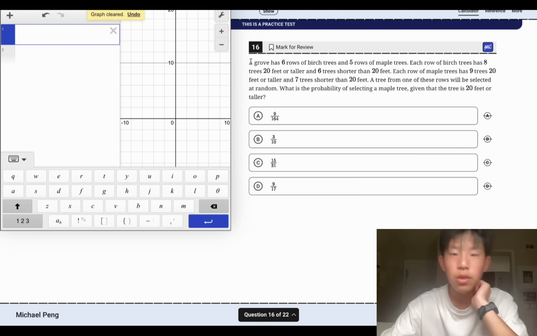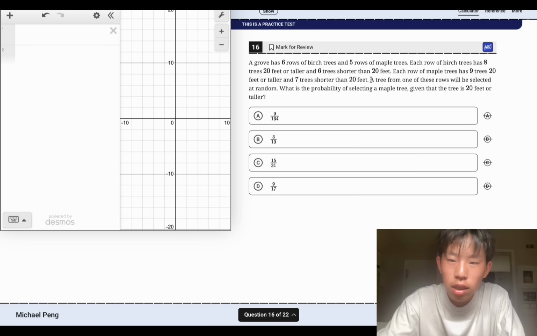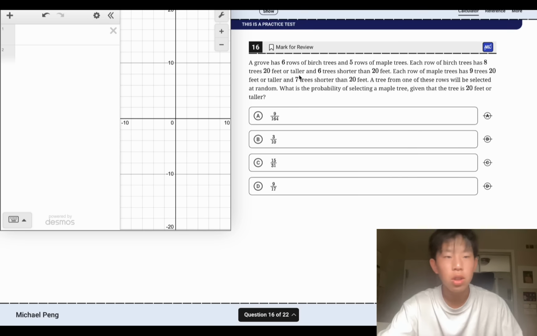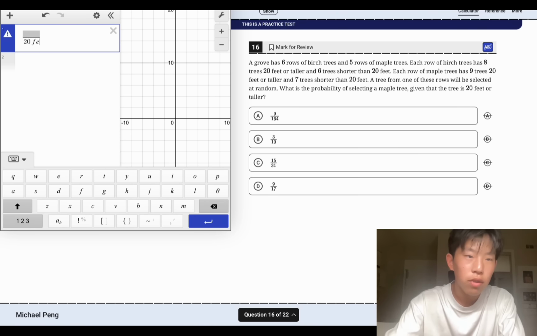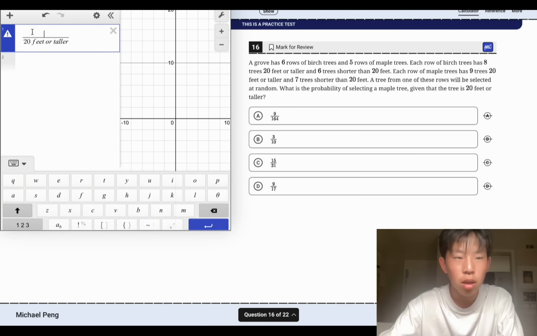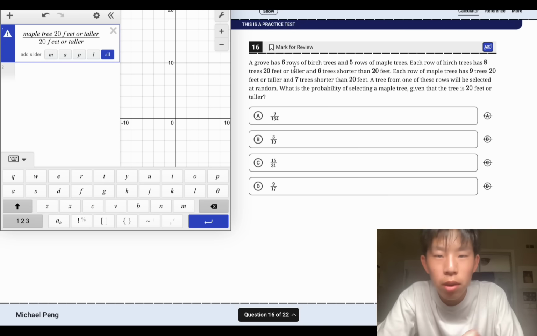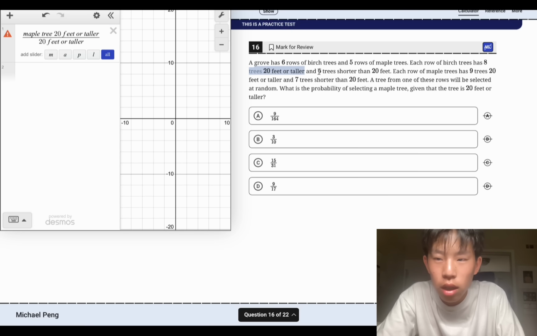So I'm going to give you some time to read it, and you guys should have 5 seconds. Okay, so it's asking a tree from one of these rows will be selected at random, and now it's saying, given that the tree is 20 feet or taller, so that means 20 feet or taller will be in the denominator. What's the probability of selecting a maple tree? So this is going to be maple tree 20 feet or taller. So now let's just simplify. How many trees are 20 feet or taller? So 8 trees 20 feet or taller, and then each row has 8 trees, birch trees 20 feet or taller.